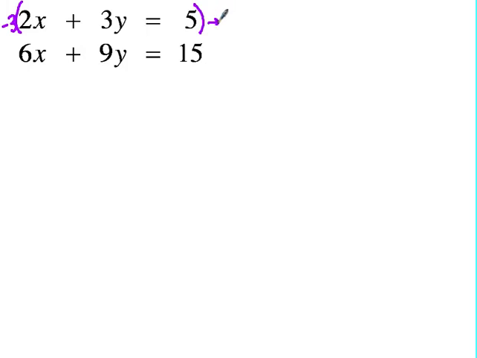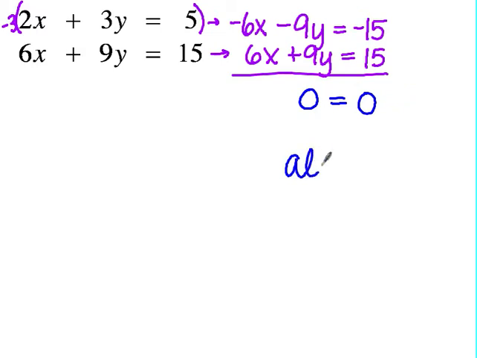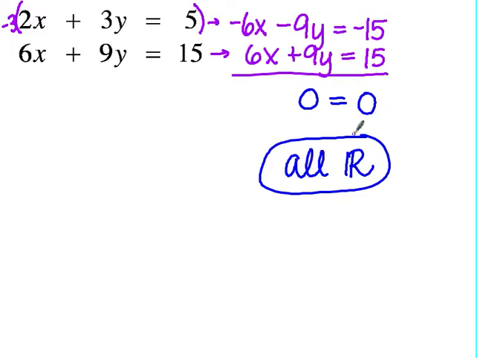So my top equation now becomes negative 6x. Okay, bottom equation is going to stay 6x plus 9y equals 15. So let's go ahead and add them together. Oh, what do you get on the left side? 0. Equals. Is that a true statement? Does 0 equal 0? Yep. So since this is a true statement, this is actually all real numbers. Any number you plug in there will work.